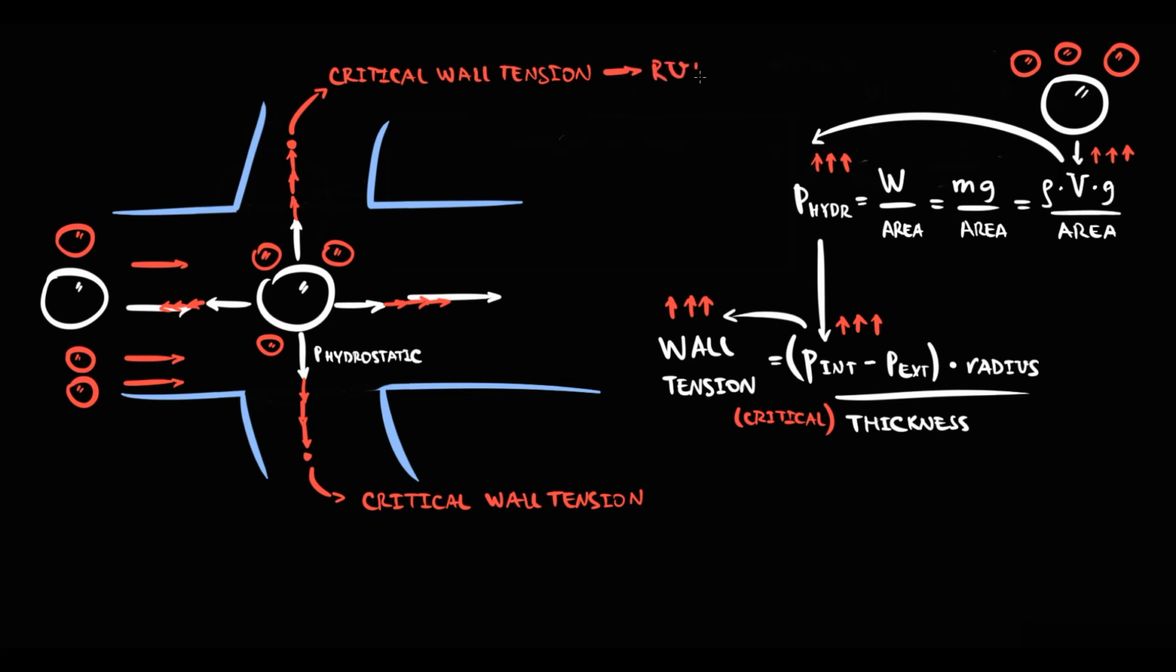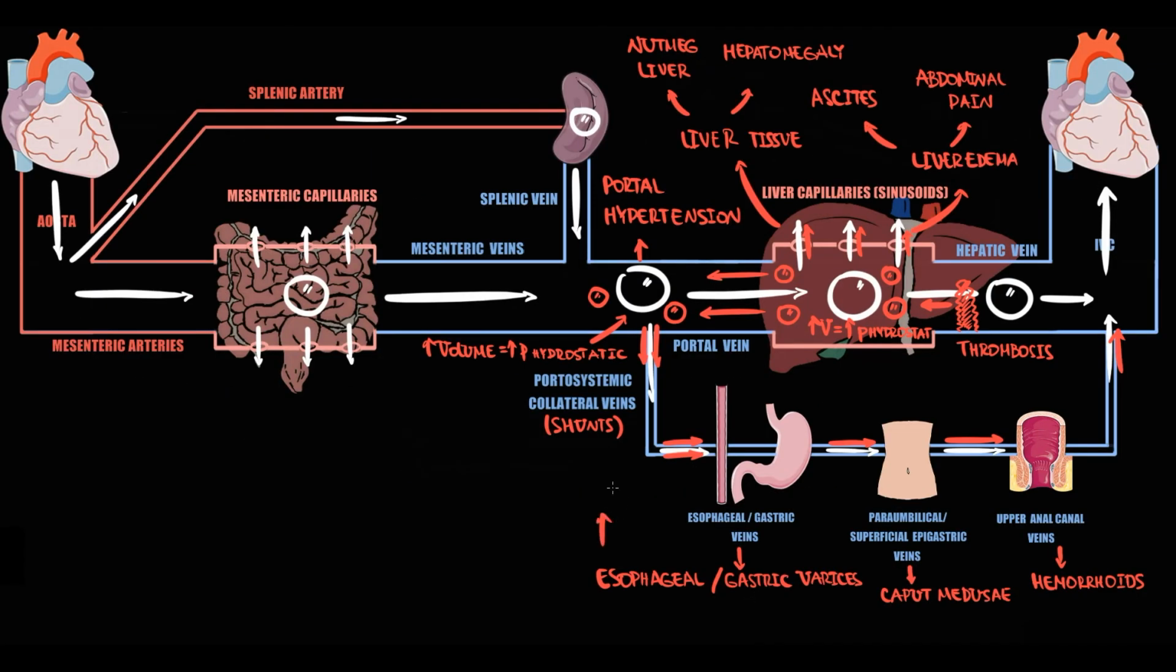So the more severe portal hypertension becomes, the higher the chance that rupture of esophageal varices will happen, and this will cause upper GI bleeding. Also, the Caput medusa on the anterior abdominal wall will become more prominent, and also the higher the chance that rupture of hemorrhoids will occur, and this can cause lower GI bleeding.